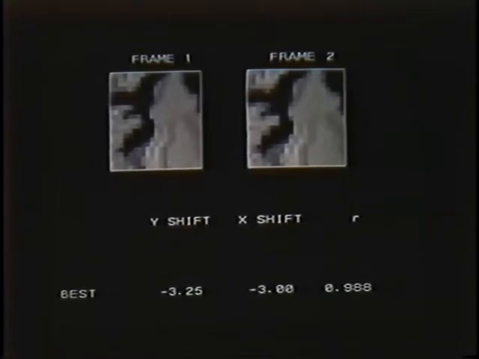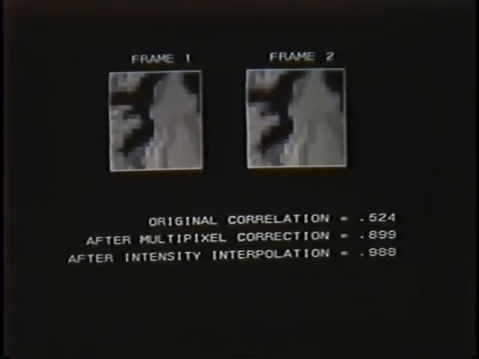Now that we have our 1/4 pixel estimate, we can take frame 2, already corrected to the nearest pixel, and approximate the new estimated shift correction by interpolating it 1/4 of a pixel up. You have to look closely to see it change. These two frames are now even more similar. Note that our correlation has now increased to 0.988 from 0.524.